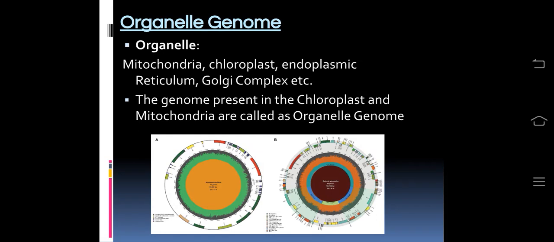Next topic, mitochondrial genome and yeast petite mutants, which comes under the topic of organelle genome. Organelles are mitochondria, chloroplast, endoplasmic reticulum, Golgi complex, etc. The genomes present in the chloroplast and mitochondria are called organelle genomes.